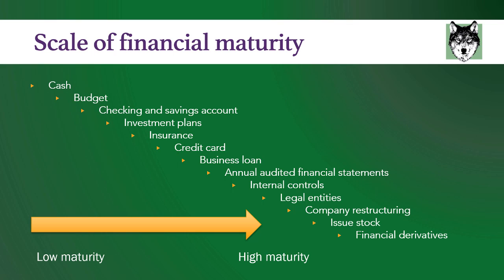You could have internal controls. You could have different business legal entities. You can do company restructuring. You could issue stock. And then when you get to the higher end of financial maturity, you can do things like trading financial derivatives to mitigate different business risks. So you see how you have this whole scale here from low to high, and everybody falls somewhere on this scale of financial maturity. So that's the first concept to understand.